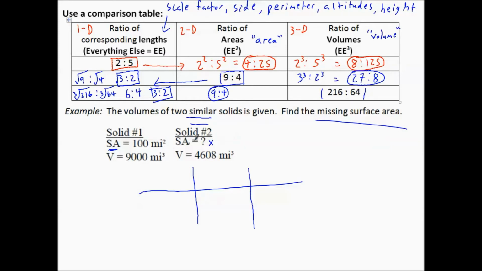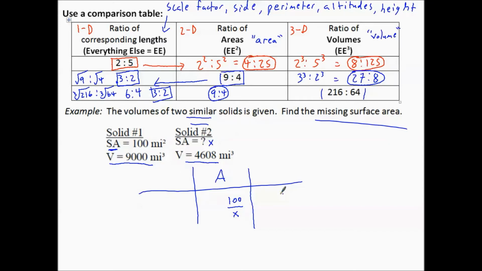If we're comparing this to this, that means the ratio of SA, surface area, belongs right here. We know this is 100 over x. We can't do anything more with that yet. We're going to need to find our scale factor. We're going to have to find whatever 2 numbers this ratio is to set this equal. What we do know is we've got some volume. We have 2 numbers here. And again, we compared from the left to the right.